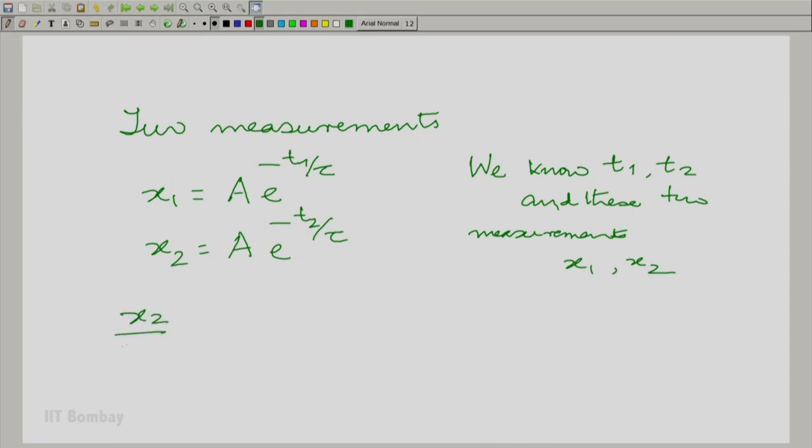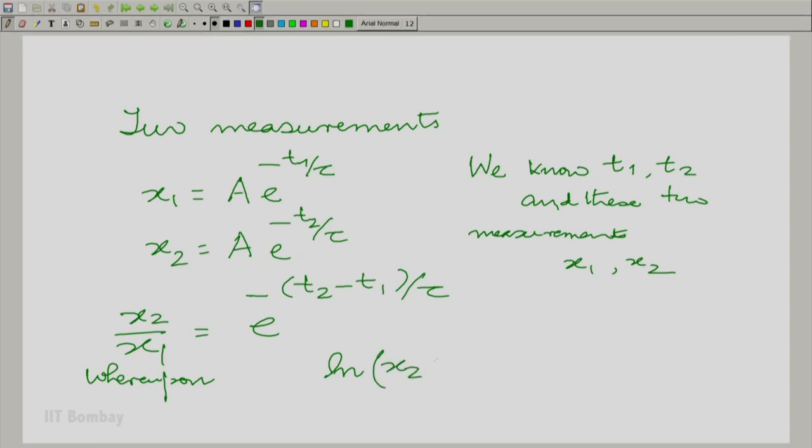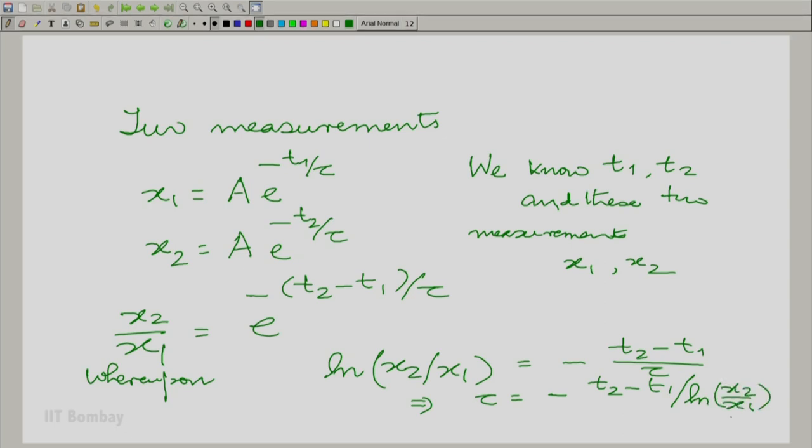So, if I divide x2 by x1, I would get e raised to the power minus (t2 minus t1) by tau, whereupon we could get log natural x2 by x1, or log natural x2 minus log natural x1. That would give us minus (t2 minus t1) by tau. So, you see this is equal to minus (t2 minus t1) by tau, whereupon tau is essentially minus (t2 minus t1) upon log natural x2 by x1. So, you have an explicit expression for tau. This gives you the time constant explicitly.